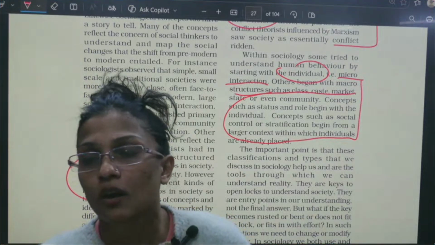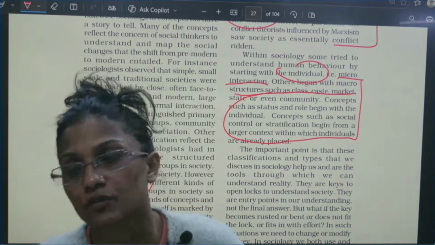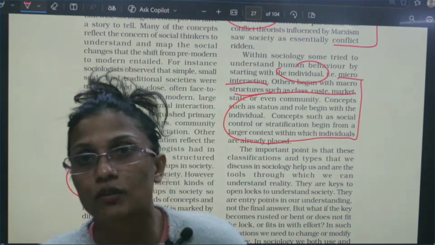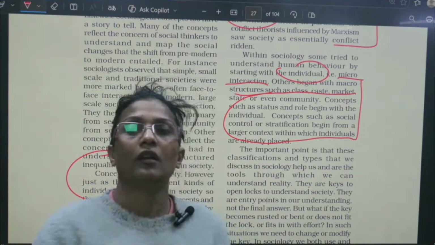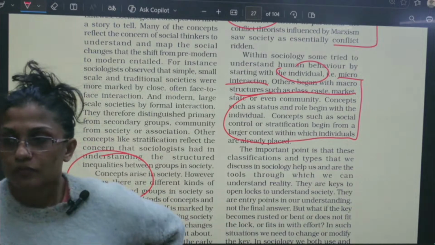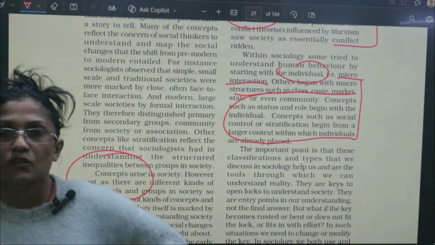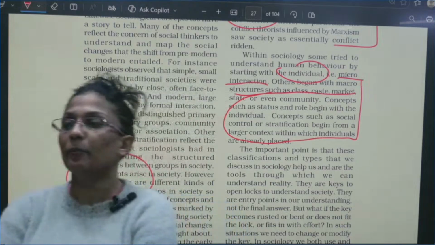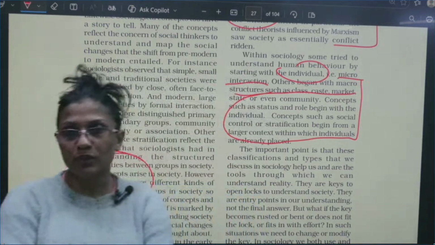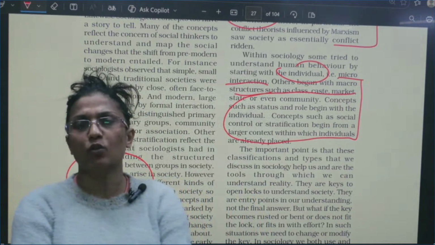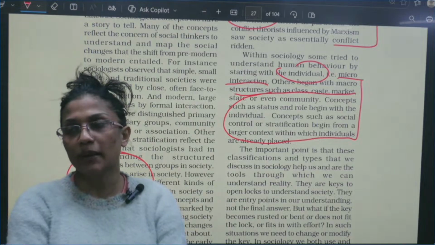Micro, Herbert Mead. It is mentioned in your syllabus. Talcott Parsons, Robert Merton. Robert Merton is a middle-range theorist. All the thinkers, Karl Marx, Emile Durkheim, Max Weber, are macro. Talcott Parsons can also be considered macro, and he also talks on the micro. Then you can say Mead, M-E-A-D, Mead, micro.